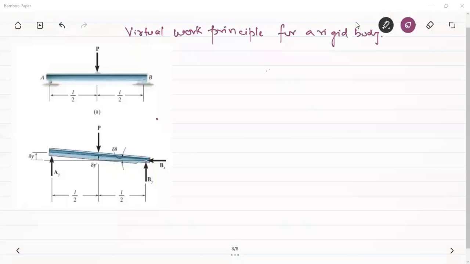In the previous examples, we have discussed the virtual work principle for a particle. Now let us discuss the virtual work principle for a rigid body. You can see that there is a simply supported beam having a roller support at A and a hinge support at B. This beam is a rigid body and a point load is acting at the midpoint of the beam. Since we have a roller support at A, there will be a reaction in the vertical direction, AY, and at the hinge support B there will be two reactions, one vertical and one horizontal, as shown here in the FBD.